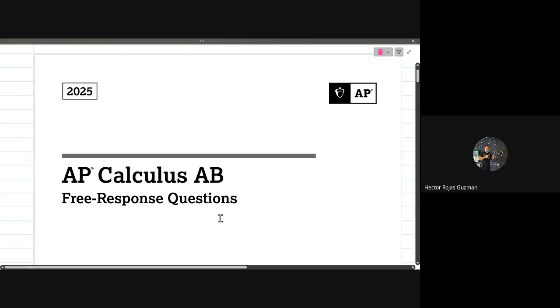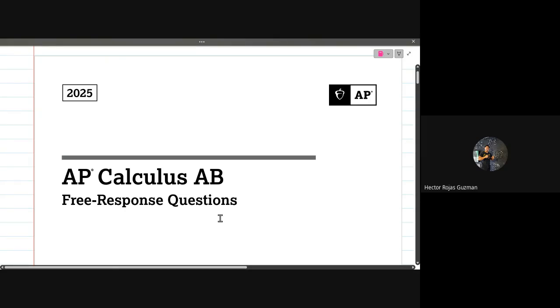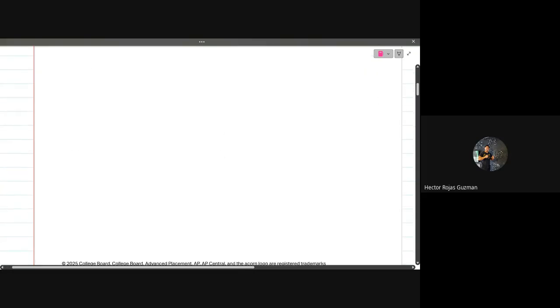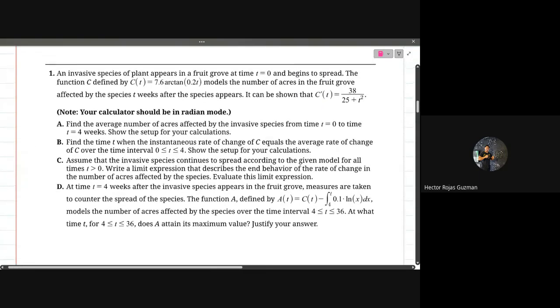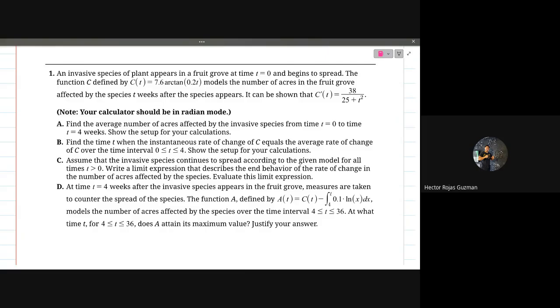Welcome, ladies and gentlemen. We're going to be tackling the 2025 AP Calculus AB FRQs. That's going to be only 3 questions in this packet because I kind of want to separate them. But all right, number one, I'm going to assume you guys already read the question. So go ahead and get started.